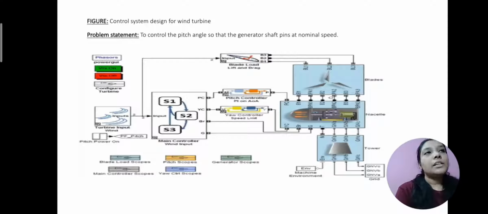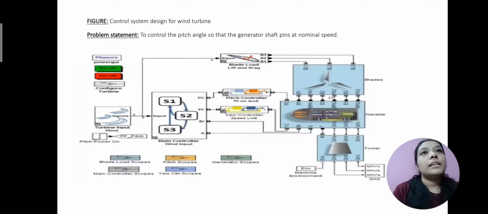In this presentation, our problem statement is to control the pitch angle in a wind turbine so that the generator shaft spins at nominal speed, and we will use Matlab simulation to determine the pitch angle by controlling the angle of attack. Now, as you can see in the figure, it shows the control system designed for a wind turbine, and the problem statement is given here.